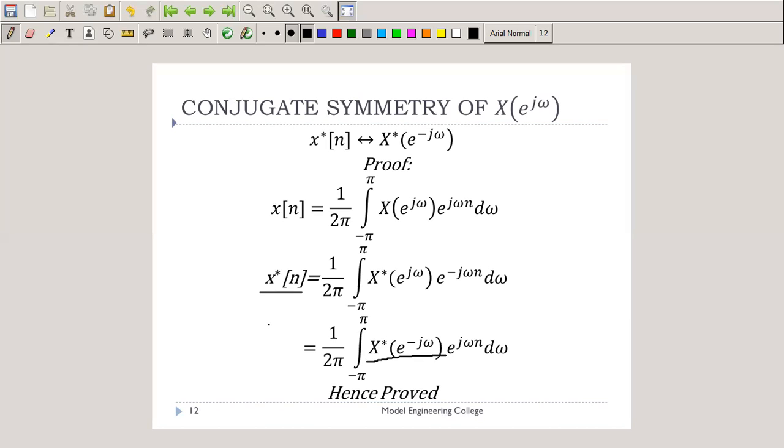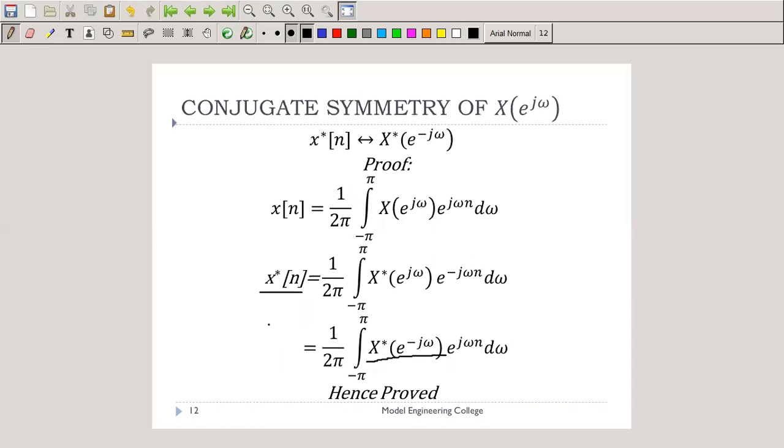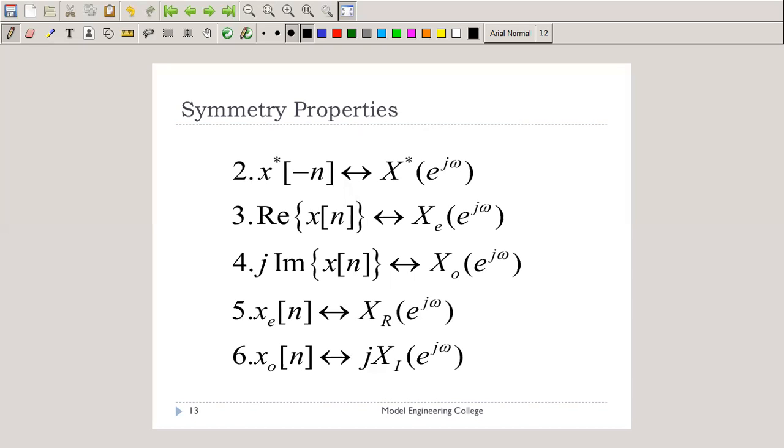Just like this symmetric property, we can state other symmetric properties of the discrete time Fourier transform. Suppose we have the signal x conjugate of minus n, then the DTFT of x conjugate of minus n is equal to X conjugate of e raised to j omega. This can be proved using the same method. Another thing is that the DTFT of the real part of x of n is equal to Xe of e raised to j omega, which is already defined. Similarly, the DTFT of j times the imaginary part of x of n is equal to Xo of e raised to j omega, where Xo of e raised to j omega is also defined.